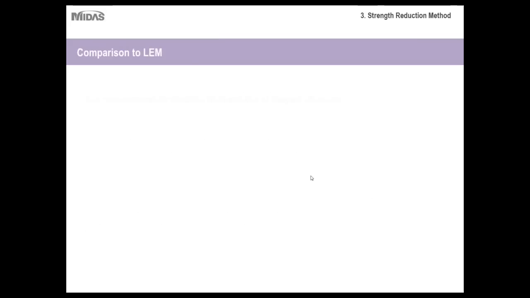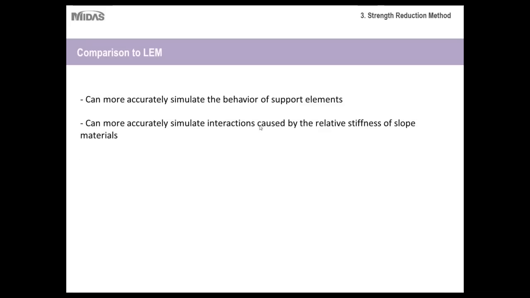Okay, now let's take a direct comparison to the limit equilibrium method. As far as the shear strength reduction method is concerned, it can more accurately simulate the behavior of support elements. For example, if you have tiebacks, retaining walls, soil nails or anchors, the shear strength reduction method can more accurately simulate that behavior. And it can more accurately simulate interactions caused by the relative stiffness of slope materials. So the way the slope materials interact against each other, especially when they're very stiff, is much more accurately simulated by the strength reduction method.